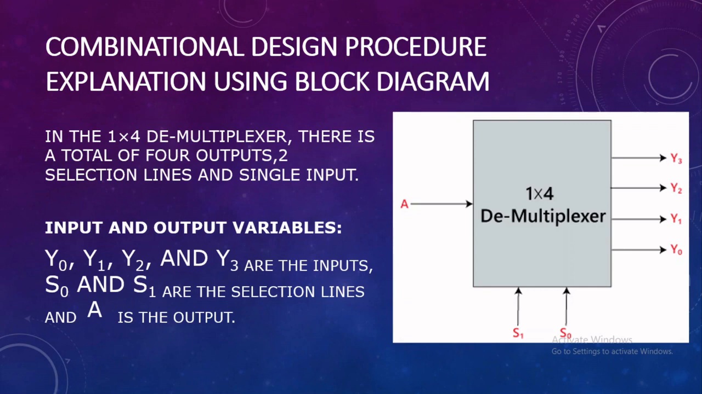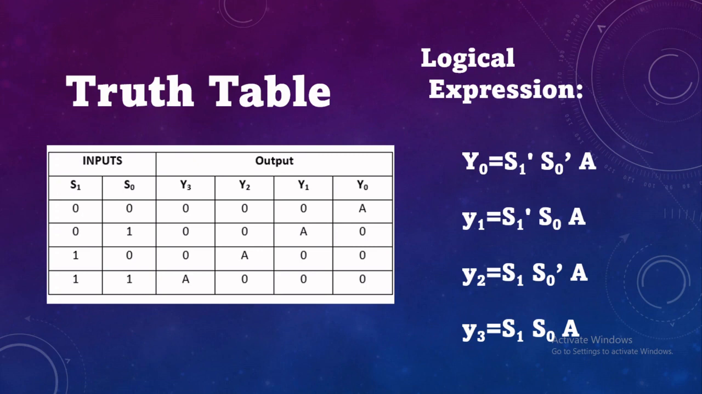So now this is the block diagram and design procedure. It has one single input that is named A, and Y0, Y1, Y2, Y3 are four output lines. S0 and S1 are two selection lines. This is how a 1 cross 4 demultiplexer looks.